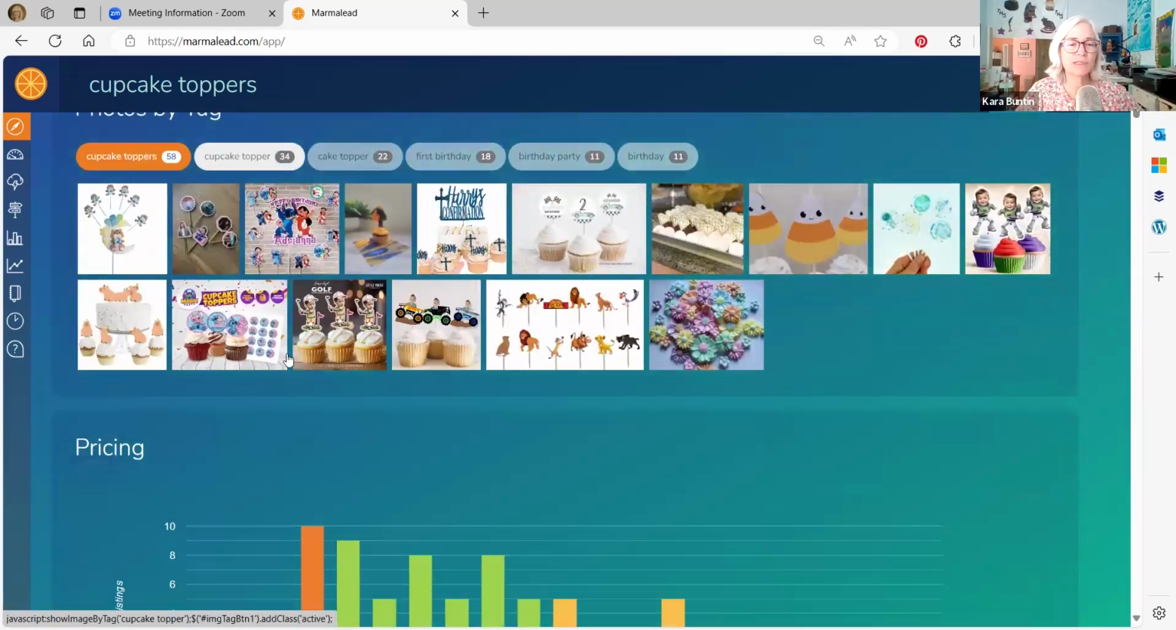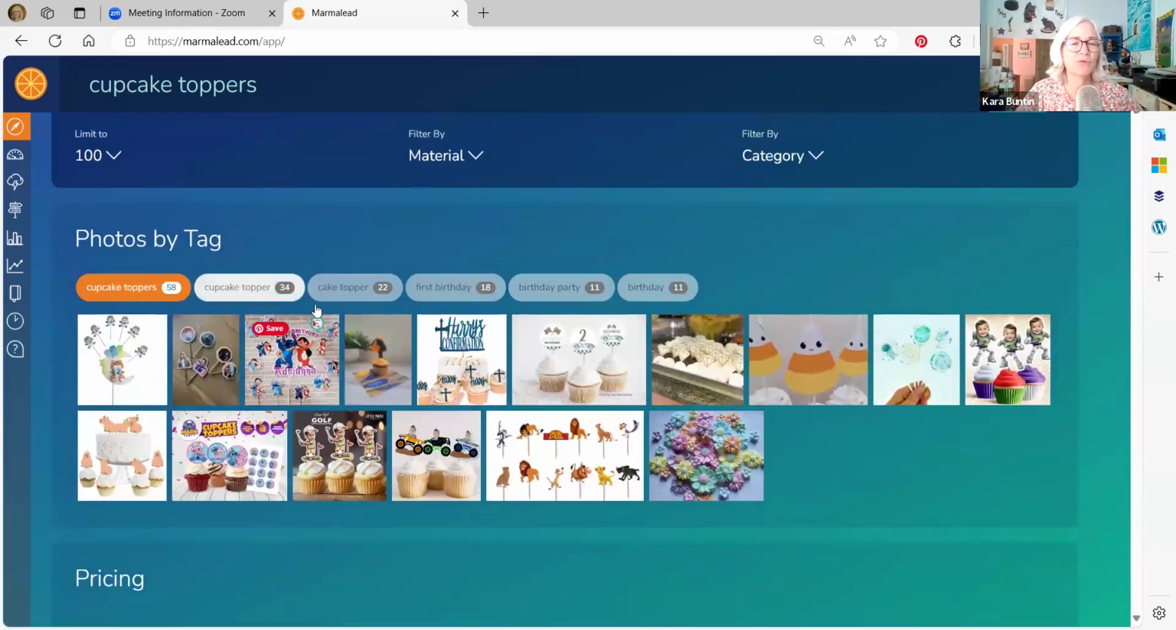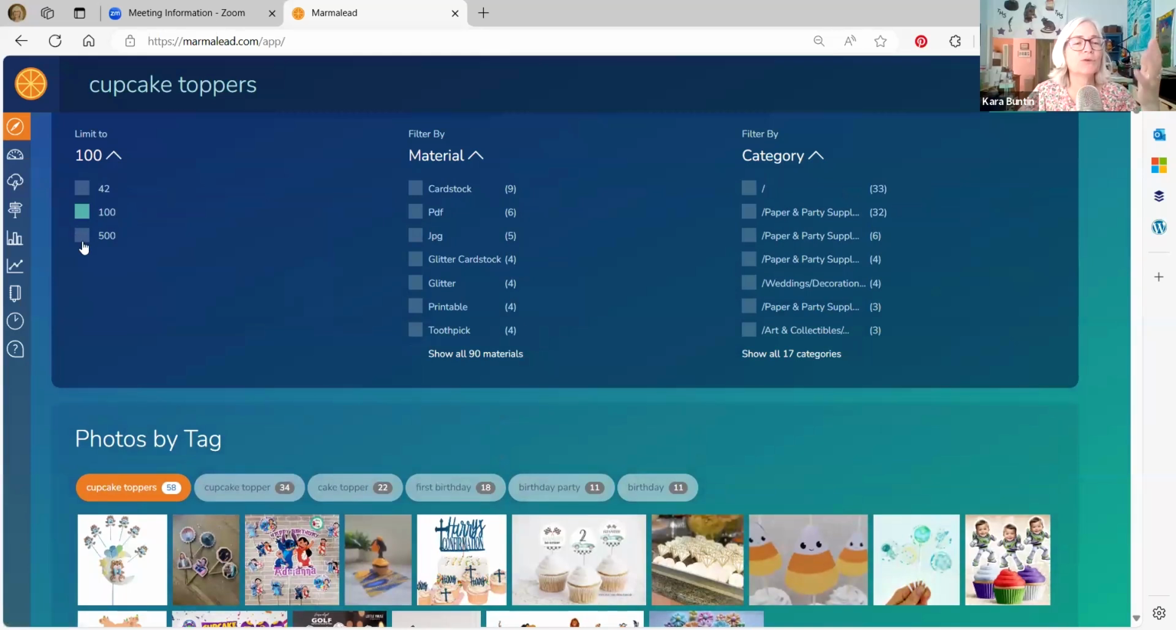Now for this section at least, we're going to look at cupcake toppers as the keyword. If you want to look at 42, 100, or 500. I wonder why it's 42. That's weird. Probably just because of the lines. I don't know. But you could look up to 500.